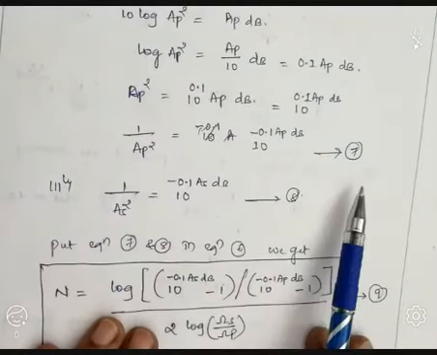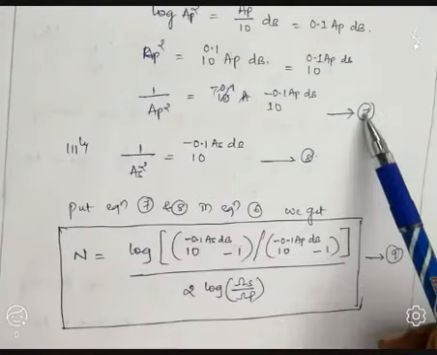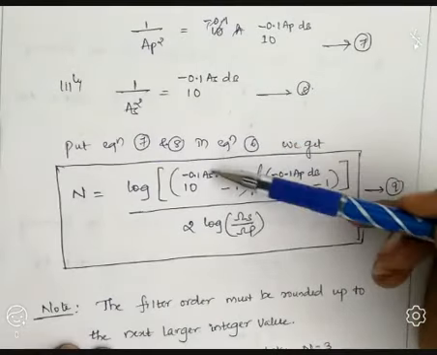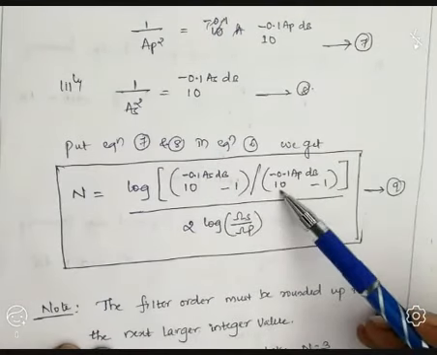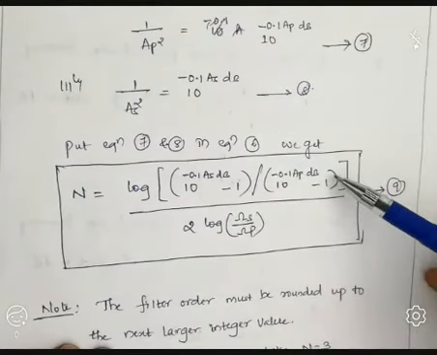Okay. Similarly, we can write for the stopband attenuation 1 by A square equal to 10 to the power minus 0.1 AS in dB. So equation 7 and equation 8 substitute in the previous equation, that is equation number 6. We will get the order of the Butterworth filter in terms of decibel as n equal to log of 1 by A square, which is 10 to the power minus 0.1 AS in dB minus 1, divided by 1 by AP square, which is replaced by 10 to the power minus 0.1 AP in dB minus 1, whole divided by 2 log of omega s by omega p.